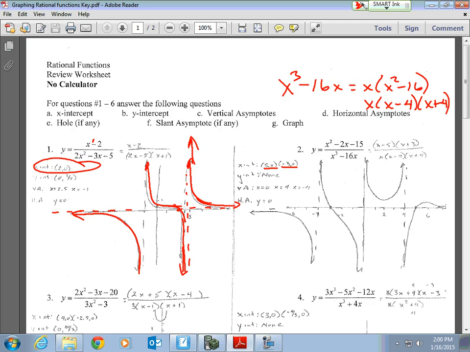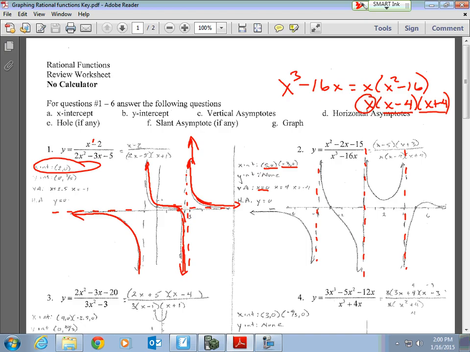Vertical asymptotes. Values for x that make the denominator 0. That factor is 0 when x is 0. There's my first one. That should make sense. I have a vertical asymptote at the y-axis, which means I have no y-intercept, like we just said above. X equals 4 makes that 0. X equals negative 4 makes that 0. So I have vertical asymptotes at negative 4, at positive 4, and at x equals 0.